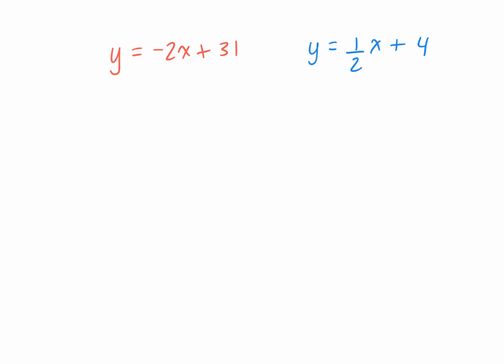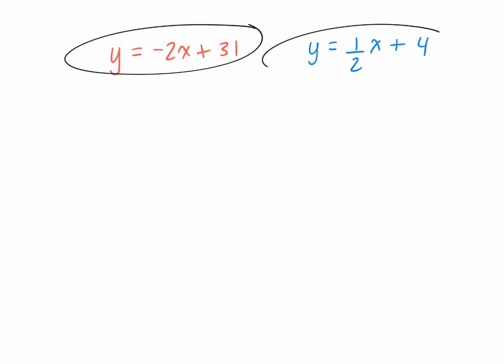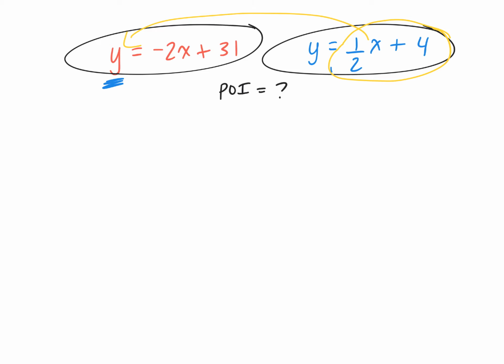And okay, so we can use substitution to find the point of intersection of these two lines. We want to figure out where they intersect. So you want to use substitution. It doesn't matter which order we do it in. Do you want to substitute this into the first equation? Sure. So instead of writing y, I'm going to write the value of y, which is 1 over 2x plus 4 equals negative 2x plus 31.